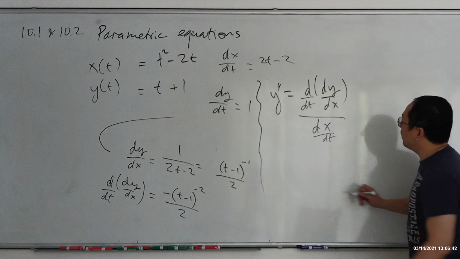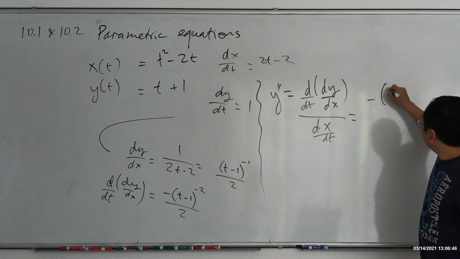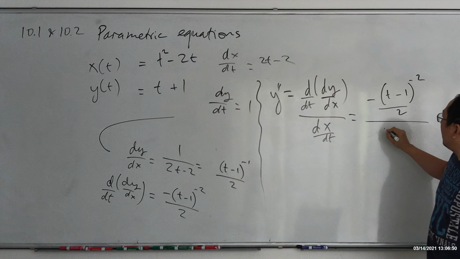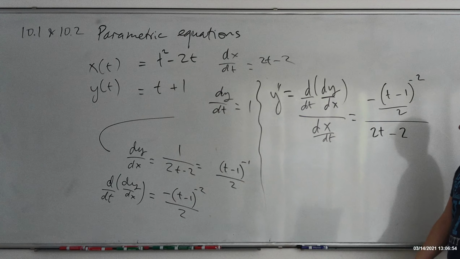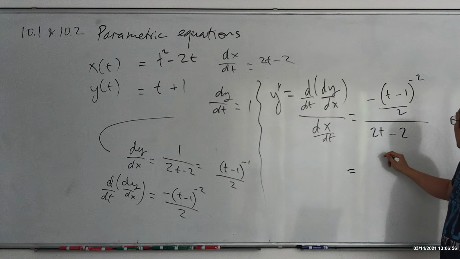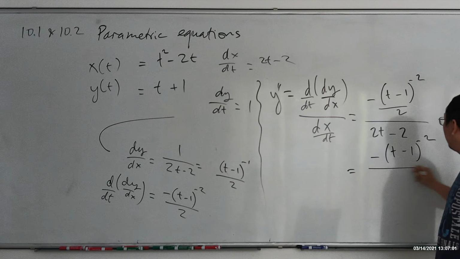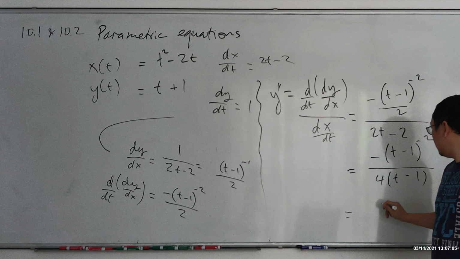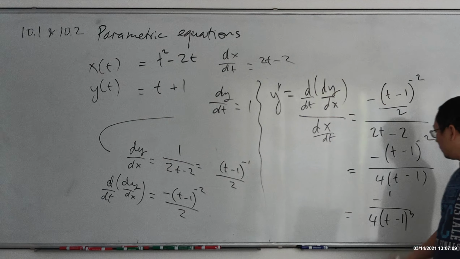So this one, which is negative of (t minus 1) raised to negative 2 over 2, and everything divided by dx over dt, so 2t minus 2. Okay? And if you simplify, it's going to be negative of (t minus 1) to the negative 2 over 4 times (t minus 1), or negative 1 over 4 times (t minus 1) cubed, if you want to simplify.